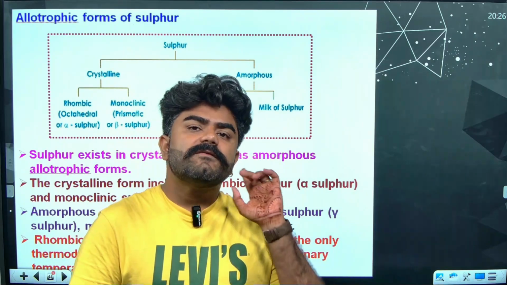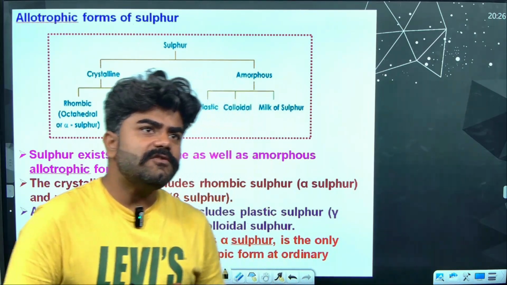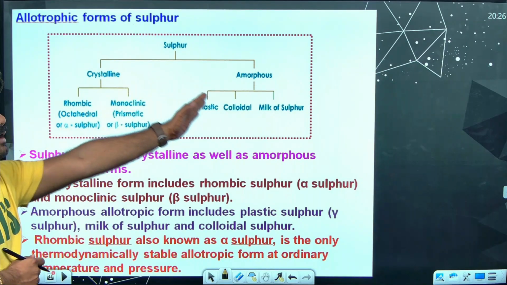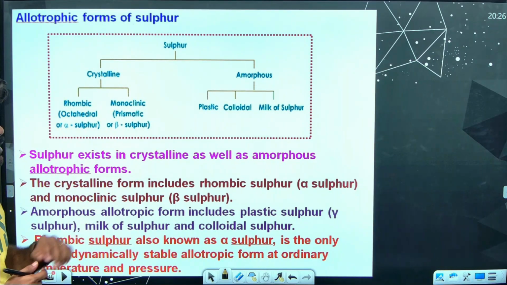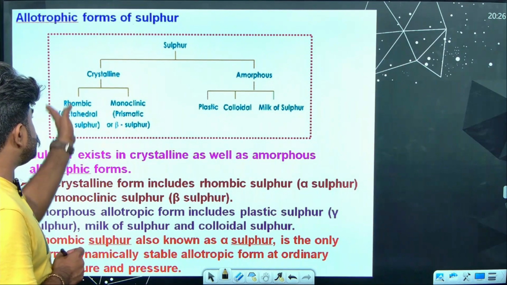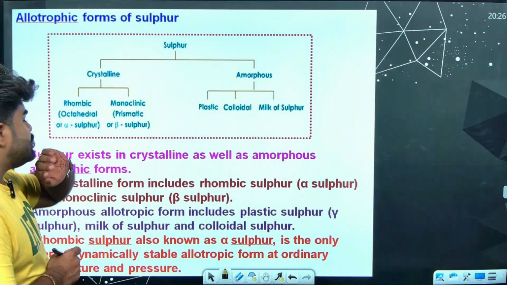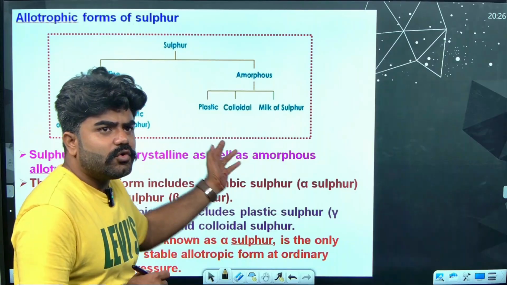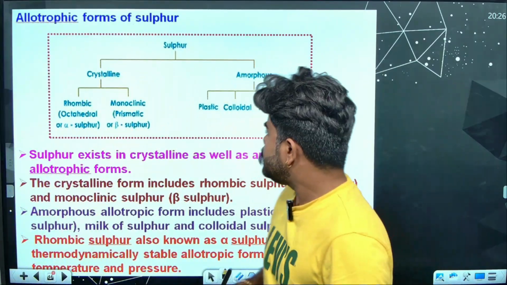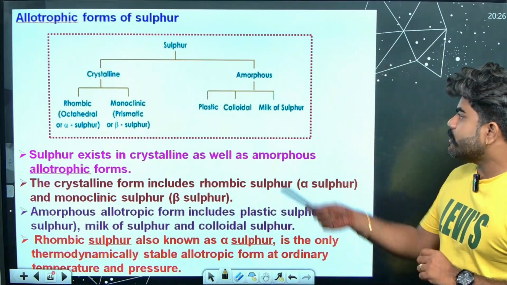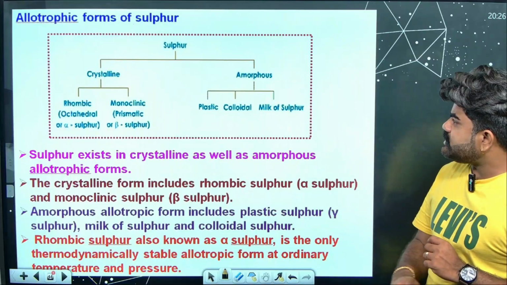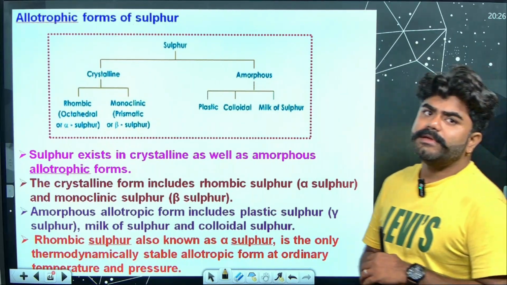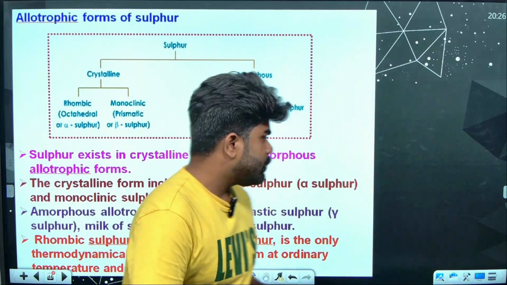Similarly, we are going to see the allotropes of sulfur. So sulfur is of two types, crystalline sulfur and amorphous sulfur. Further, this crystalline sulfur is classified into rhombic sulfur and monoclinic sulfur. Rhombic sulfur is otherwise called alpha sulfur and monoclinic sulfur is otherwise called beta sulfur. And the amorphous sulfur is further classified as plastic, colloidal or milk of sulfur.